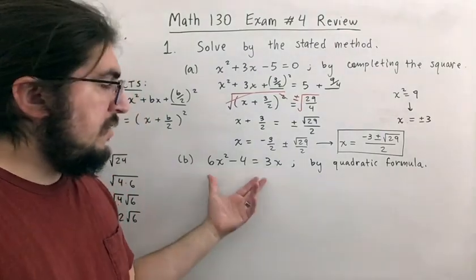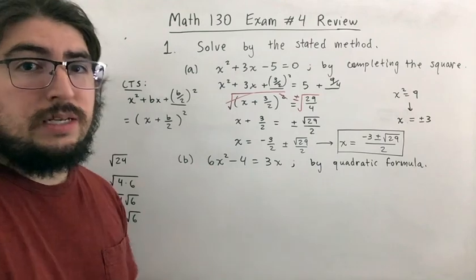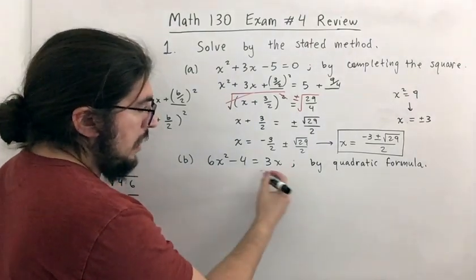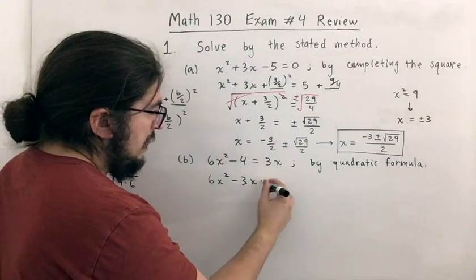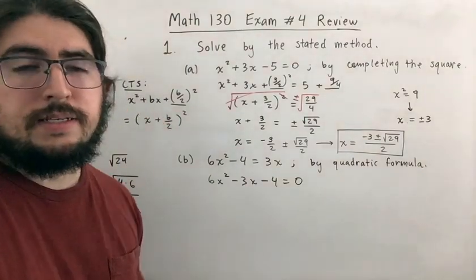Okay. Now for this one, again, we want it in this form where everything's on one side and 0 is on the other. So this 3x, I'm going to subtract to the opposite side. And I'm going to stick it in between these two terms so that we have this polynomial in descending order. X squared, then x, then constant.